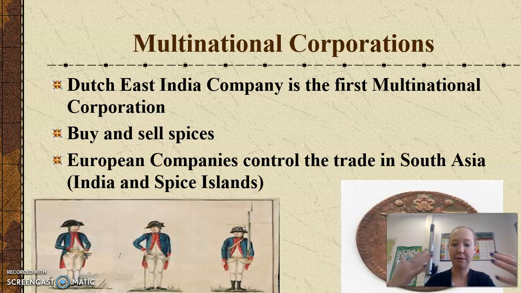What ends up happening is we have more and more of these companies develop, and these European countries are then going to compete with each other for control of trade, especially in South Asia, right? India and the Spice Islands. If you control the trade in that area, you're going to control the money. When you control the money, you control a lot of the decision making. So that's very important here. We're basically going to see these European companies control a lot of what's going on in South Asia during this time period.